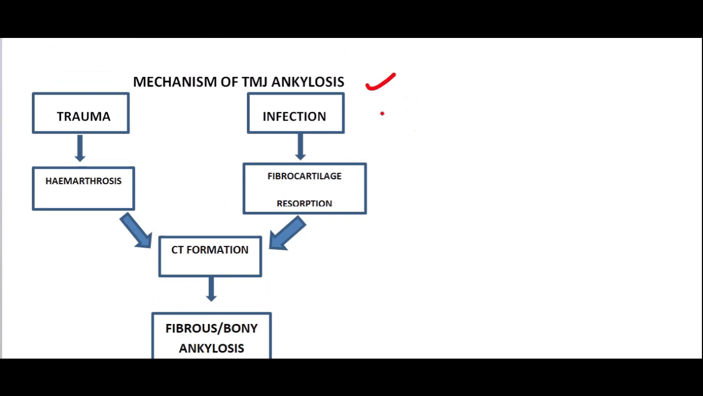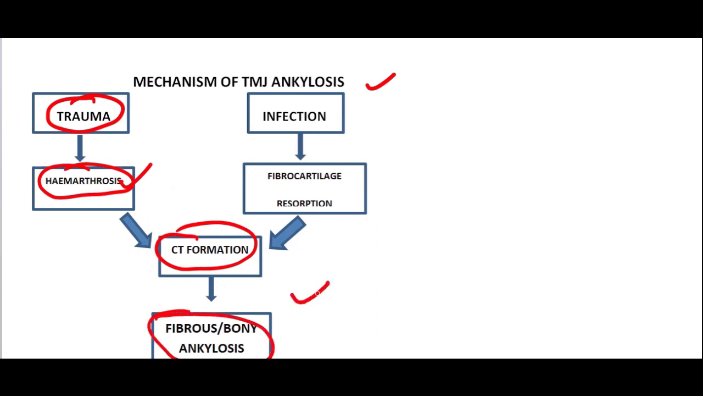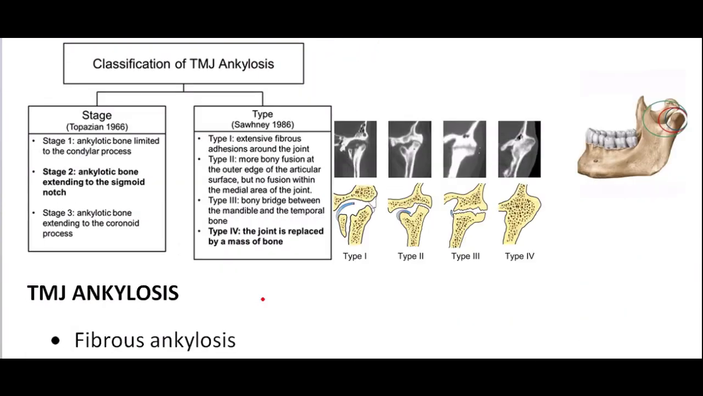So these are the mechanisms of TMJ ankylosis. It can occur due to trauma that could lead to bleeding, hemarthrosis with the formation of connective tissue, and could lead to fibrous or bony ankylosis. Similarly, infections can lead to fibrocartilage reabsorption and ultimately lead to fibrous or bony ankylosis.